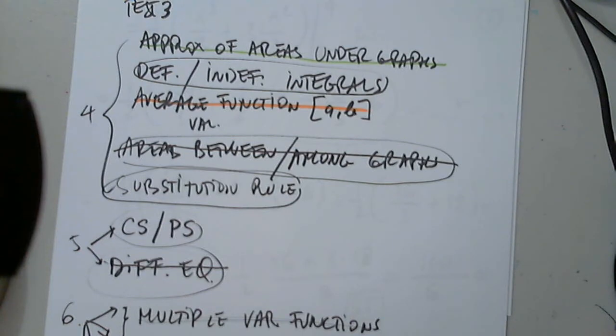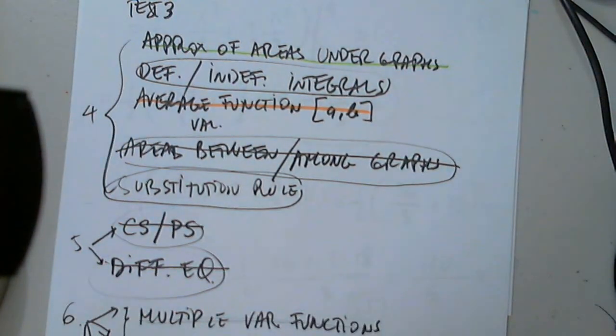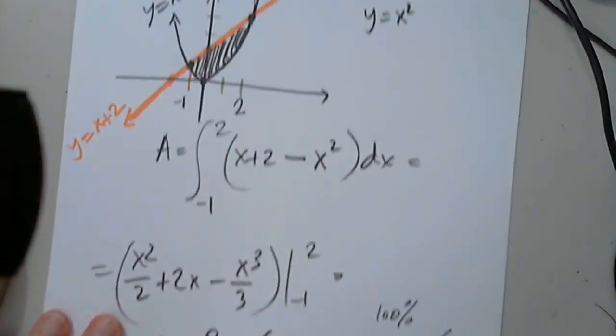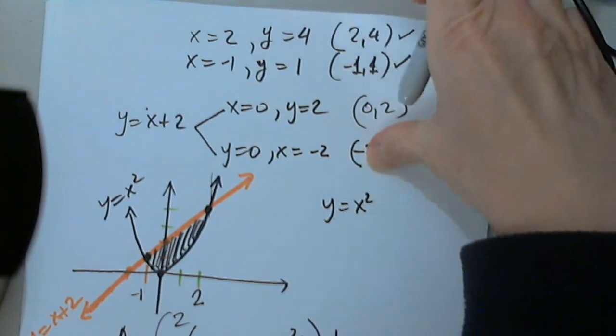Can we please do another one on chapter 5, consumer surplus? Yes, very good. Consumer surplus and producer surplus. Good. So let's take a look.